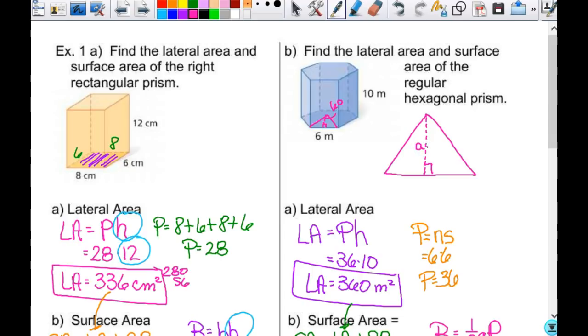Notice I took the entire triangle out, not just part of it. This whole side length here is 6. And this whole angle here is 60. And so that means that this is 30, this is 60. What's my apothem? 3 square root of 3. Good, because if this is 6, that makes this 3, and this is 3 square root of 3.